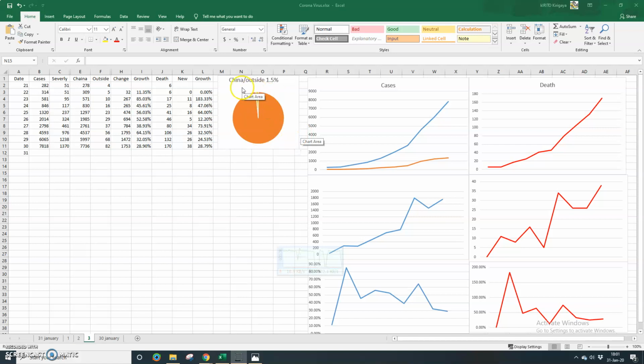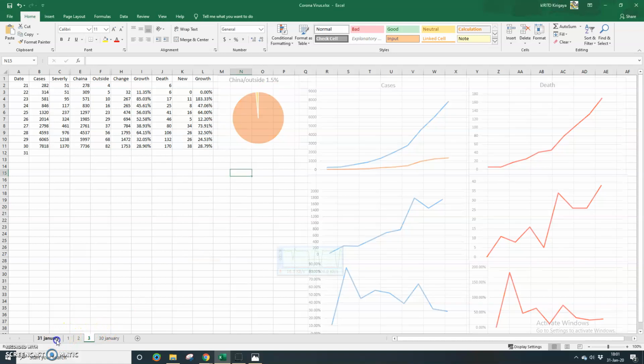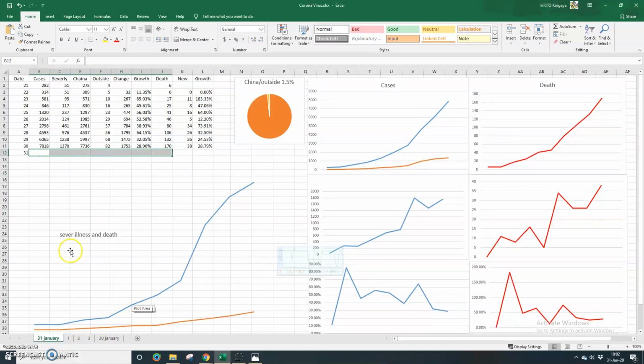Here we can see the outside China is only 1.5%, and the rest, 98.5%, is inside China. We also plot the severely ill people and deaths.